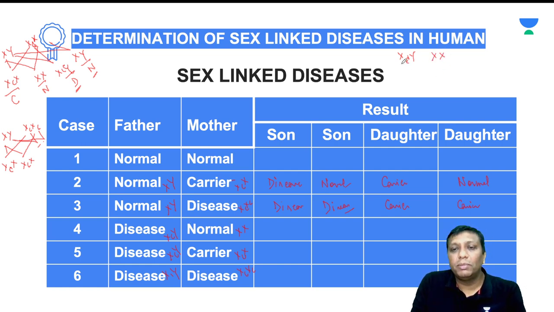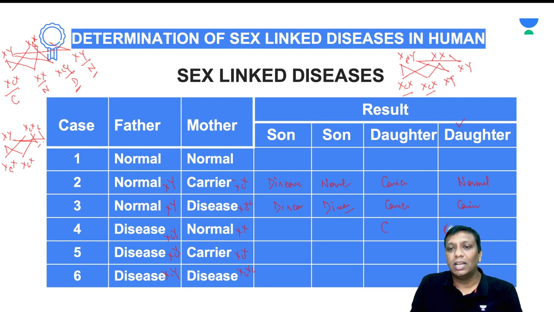So what about the combination here? XCX, XCX. XY, XY. XCX is what? Daughter carrier. I just write the C. This daughter is also a carrier in this case, guys. So the daughter is 100% carrier.